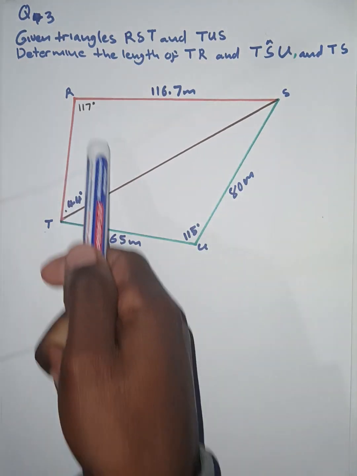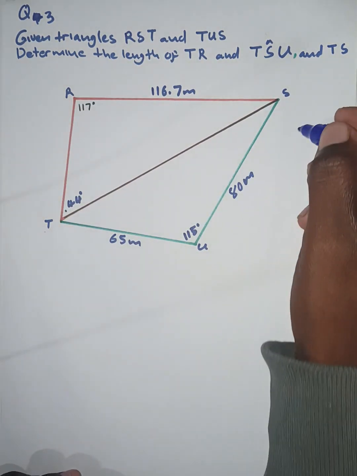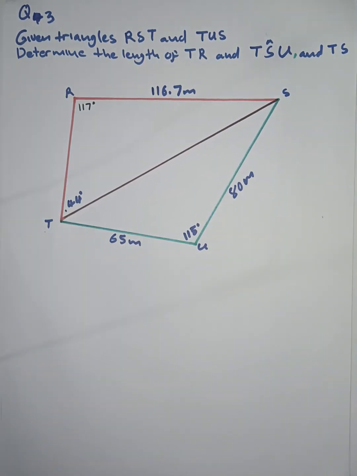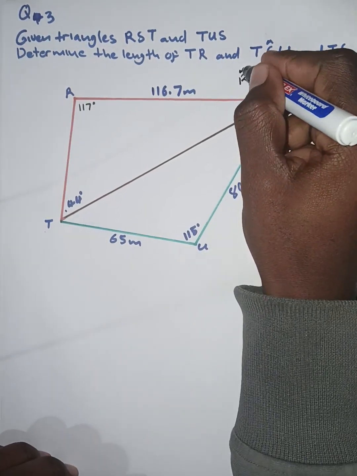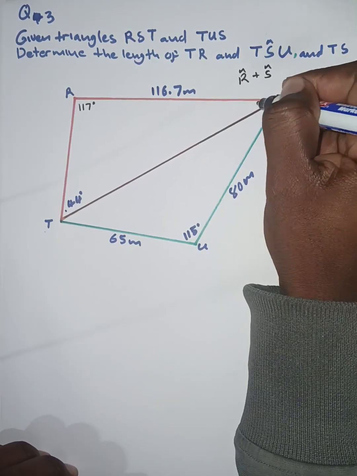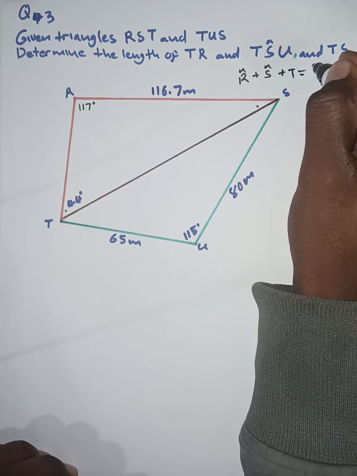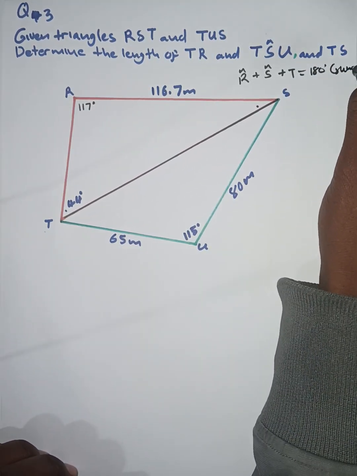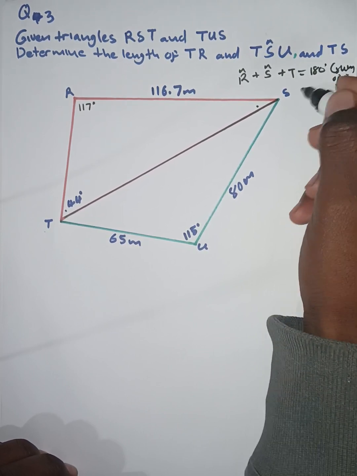Now you can see that I already have 2 angles, so to find that one I would just use the sum of interior angles of a triangle. So I'm going to say R plus S, of course being that angle there, plus T, that must give me 180 degrees, and the reason for that would be sum of interior angles in a triangle. So you must give a reason.